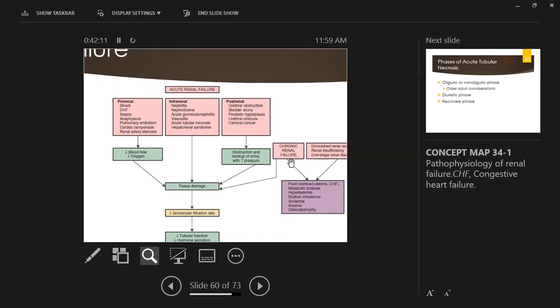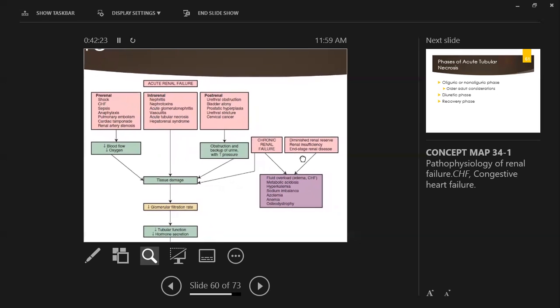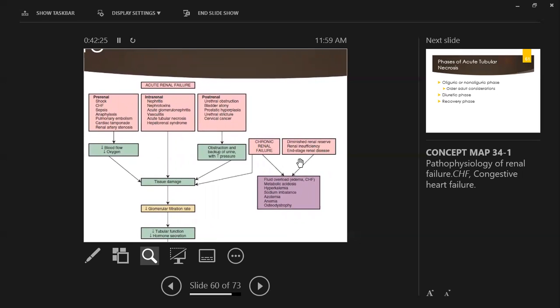Chronic renal failure can cause things like fluid overload, metabolic acidosis, hyperkalemia, sodium imbalance, azotemia, anemia, or osteodystrophy. So can diminished renal reserve or renal insufficiency seen in end-stage renal disease. Both of these things can cause all of these, but chronic renal failure also causes that tissue damage, right? Which is going to result in that decreased glomerular filtration rate and eventually lead to this end-stage renal disease.